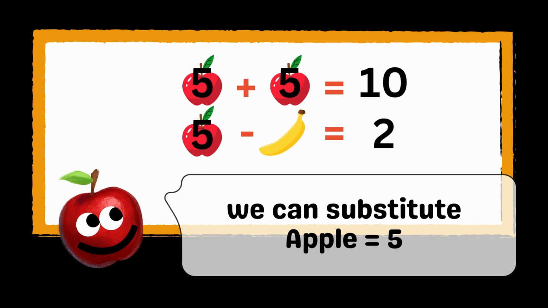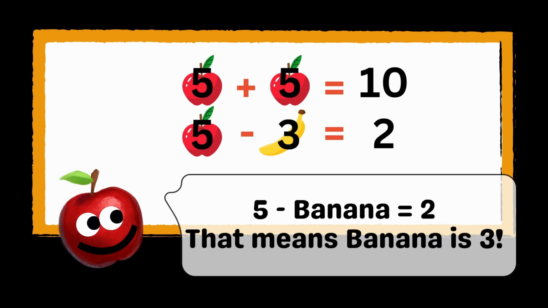We can substitute apple equals 5. 5 minus banana equals 2. That means banana is 3.